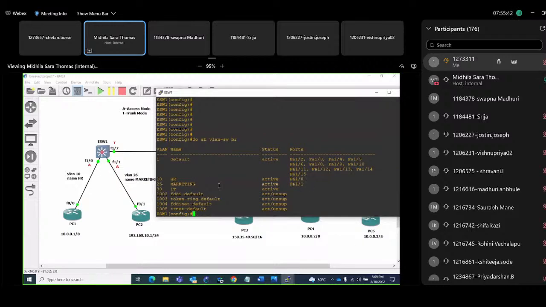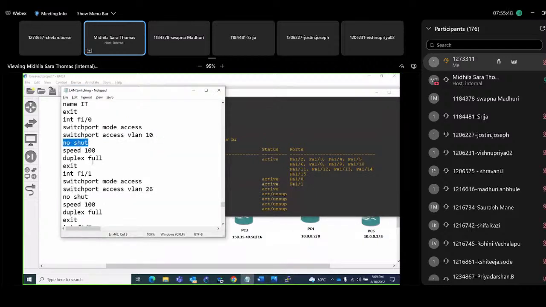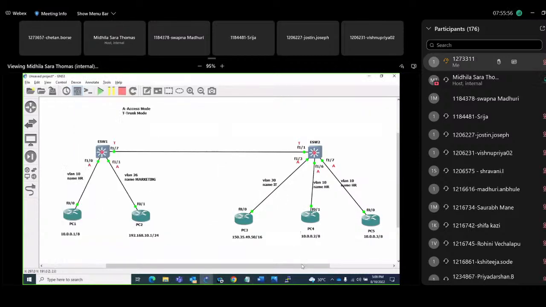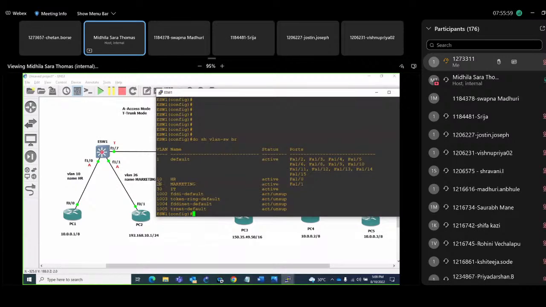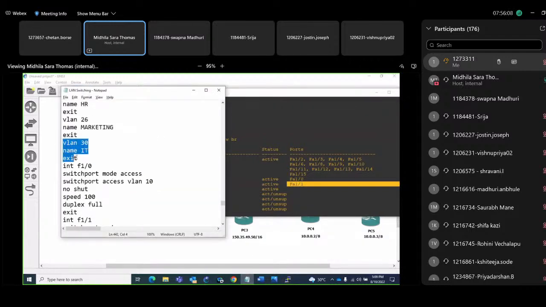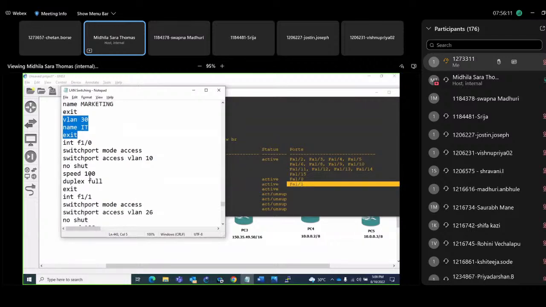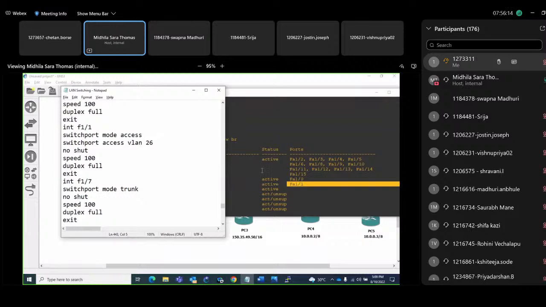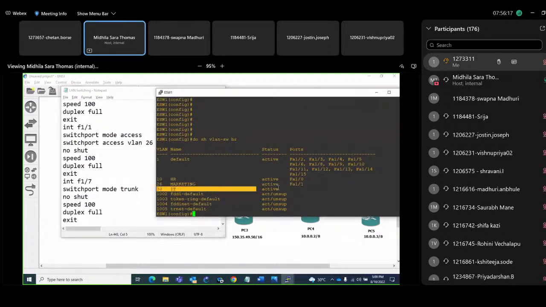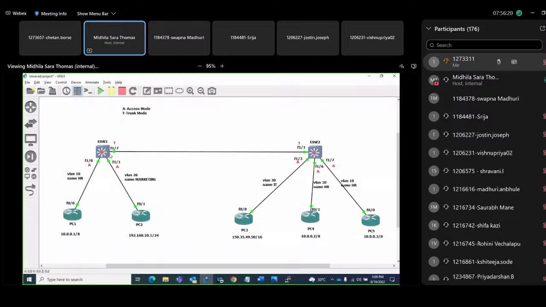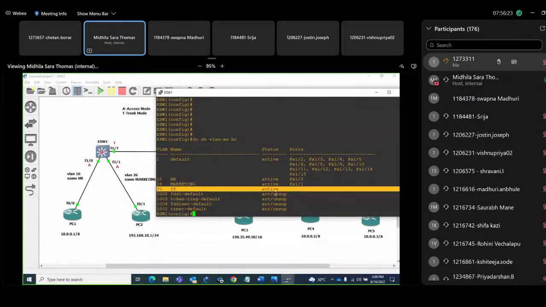Under 26, guys, how are they active? You gave no shut also. You remember? No shut in that interface. That's why they are active. So here 26 marketing, F1/1 is under it. Even though you remember giving the VLAN 30 command, did you configure any interface under VLAN 30? Is there any interface under VLAN 30? No, right? So that is why VLAN 30 is there, but you did not configure any interface under it in ESW1.